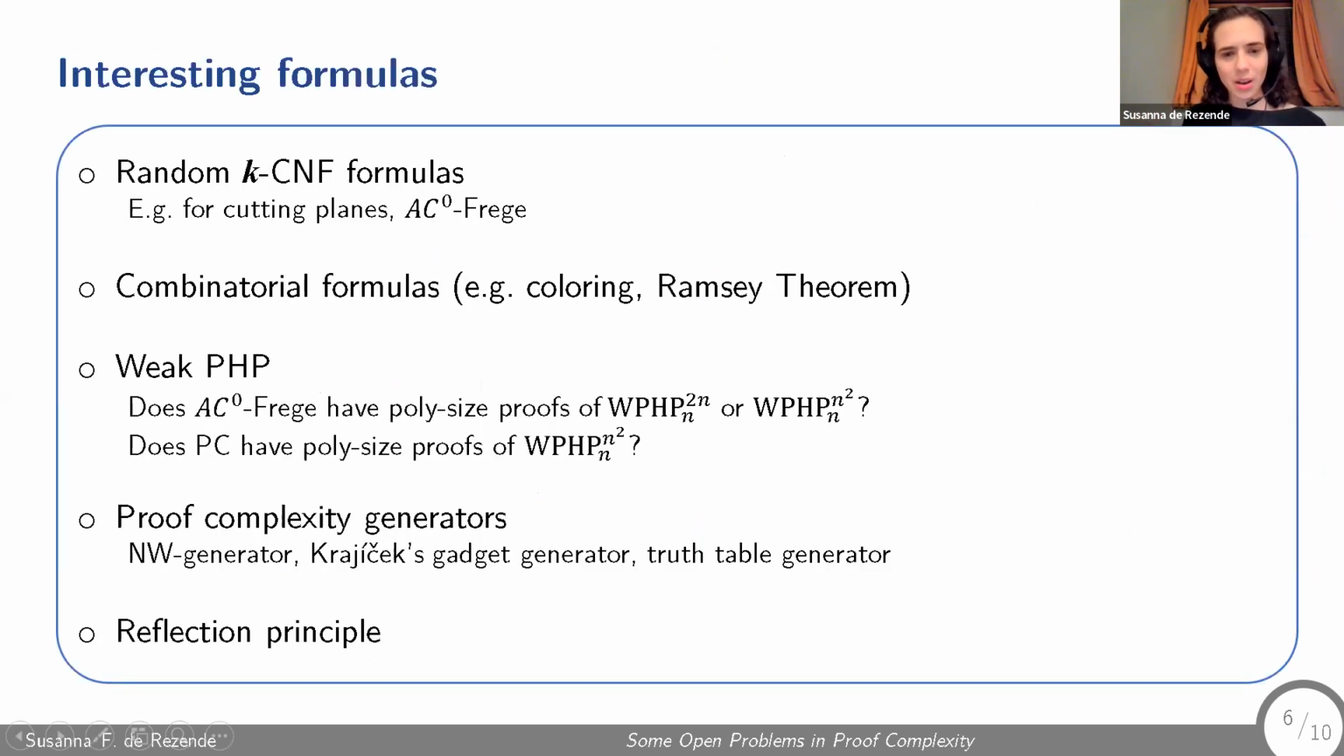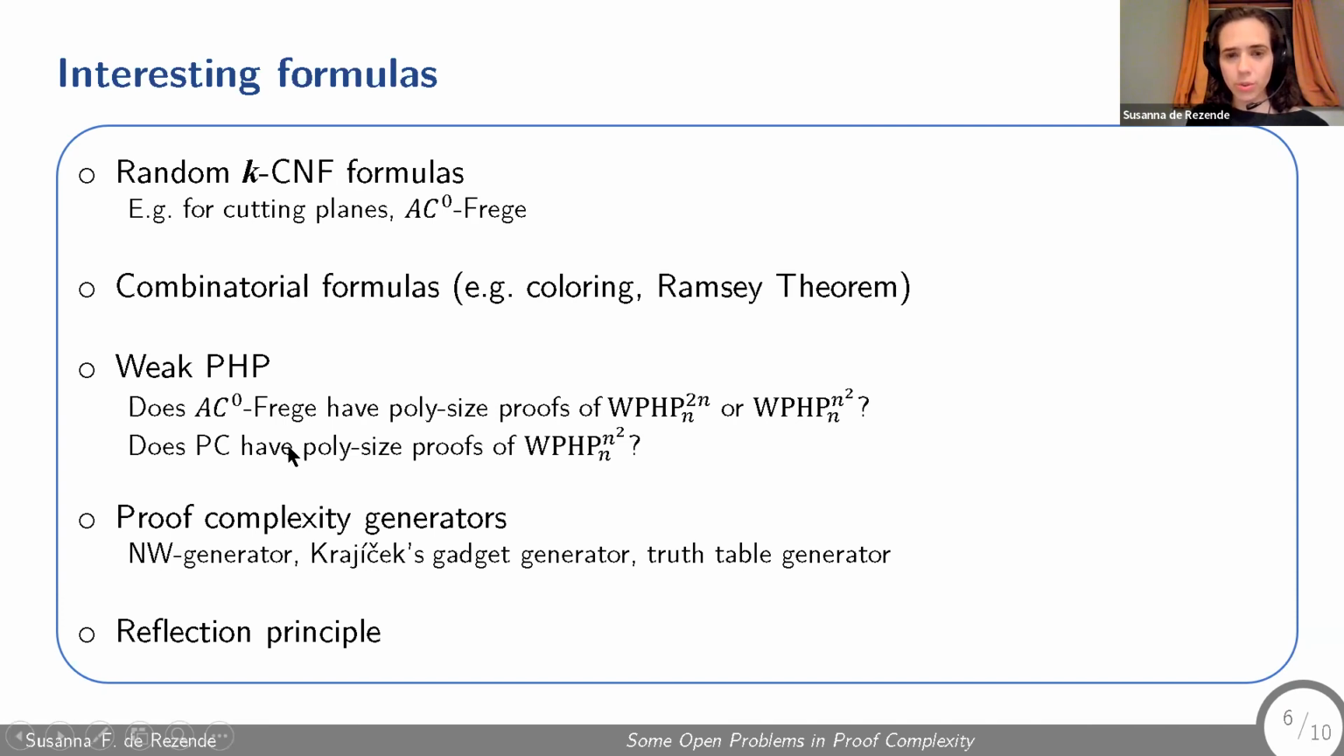Then we also heard of many interesting formulas. For example, we just talked a lot about random k-CNFs, and there are proof systems for which we do not know how to prove lower bounds. So for constant k, we don't know how to prove lower bounds in cutting planes or AC0 Frege. Then there are other combinatorial formulas which are interesting, for which we don't have too many results, like coloring or Ramsey theorem. Then the weak pigeonhole principle.